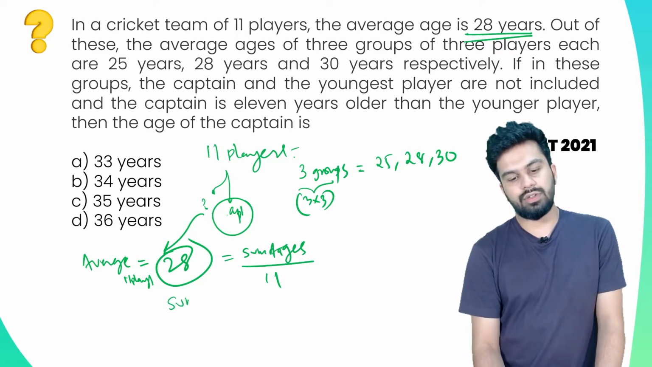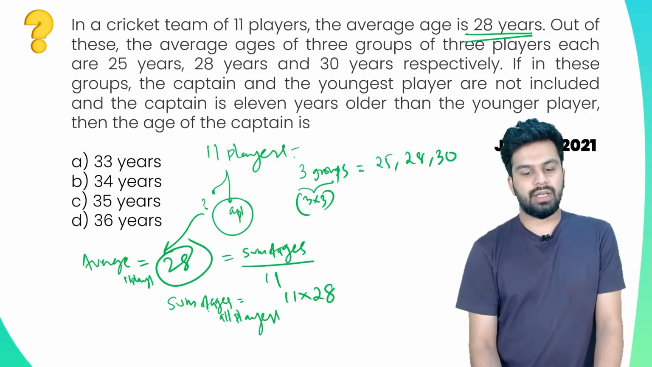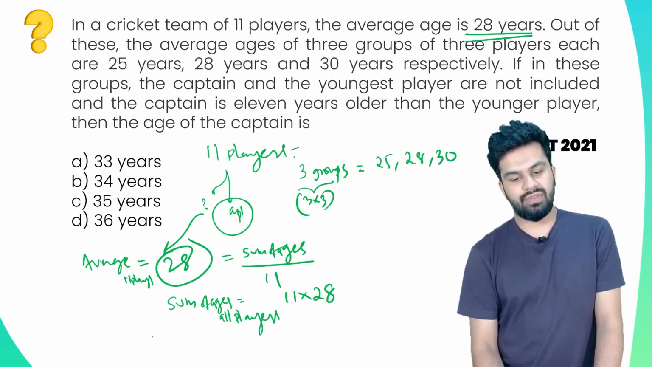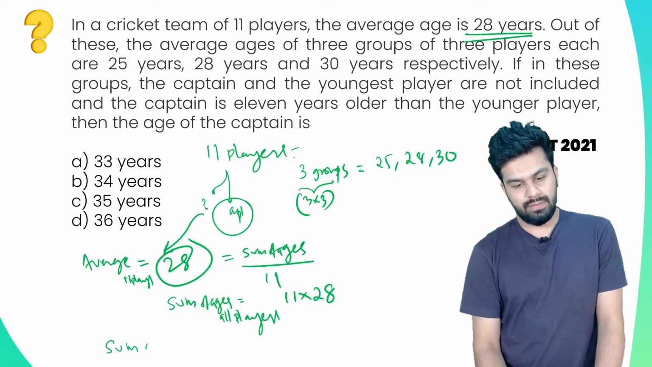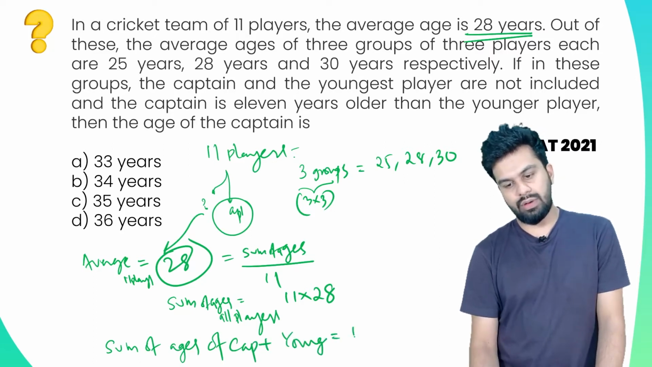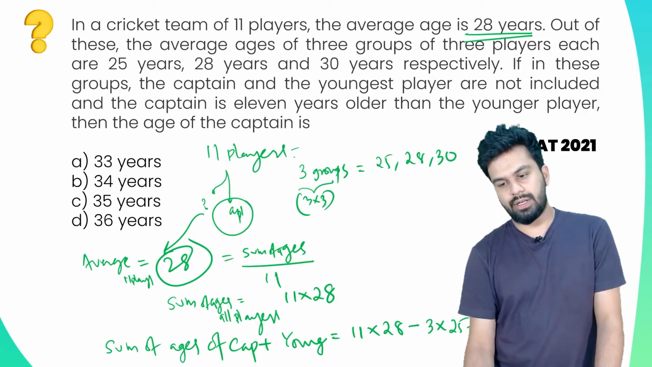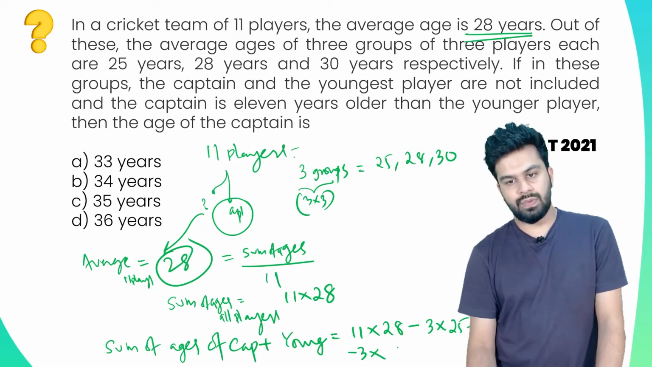So sum of ages of all the players is equal to 11 into 28. Now we just need to find the sum of ages of captain plus young player. That is equal to 11 into 28 minus 3 into 25 minus 3 into 28 minus 3 into 30.